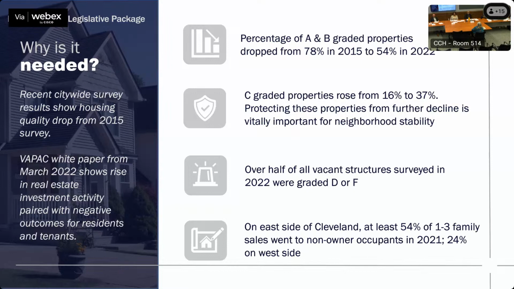On the east side of Cleveland, we've also learned from research that over half of all 1 to 3 family sales have gone to non-owner occupant purchasers. So business buyers have come in and taken the majority of the sales. This is a trend we desperately want to reverse. On the west side it's quite different, only 24% are business buyers.